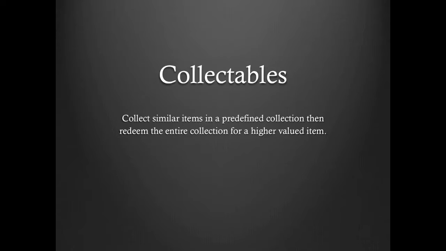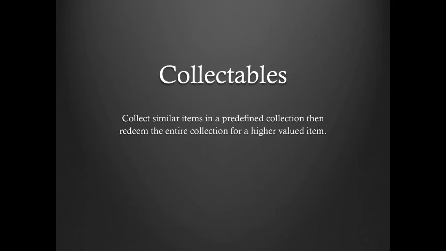Collectibles. Collectibles allow users to collect up similar items in a set predefined collection, then redeem the entire collection for a higher valued item. A good example of this could be a collection of fruit. You might have an apple, an orange, a banana, etc. You can get all of those items and then trade them in for a higher valued item that relates. Maybe in this case you're trading them in for a fruit basket.